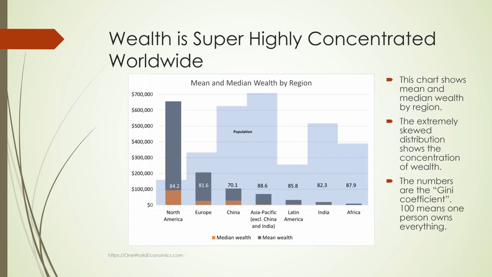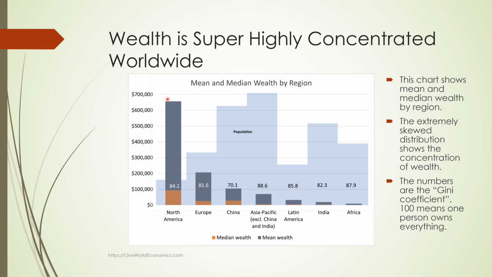So income inequality is really high, but wealth inequality is even higher worldwide. This chart shows different regions around the world, and it shows median wealth versus mean wealth. Mean wealth is also called average wealth. Median wealth means that in North America, Canada and the United States, half the households have wealth of $100,000 and up, and half the households have less than $100,000 in wealth.